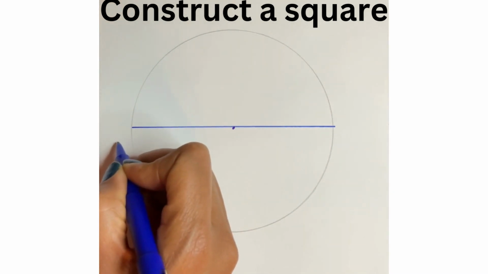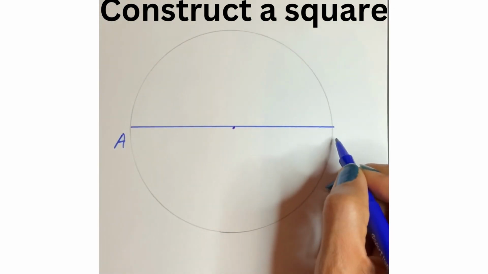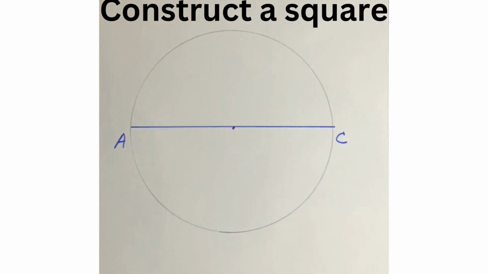Now I'm going to label this A, but I'm not going to label this B. I'm going to label it C. And the reason is because after I form my square, your square should be reading ABCD. So if I label it B, it's going to probably read A, C, B, D. And I don't want that. So that's the reason why I'm labeling my diameter AC and not AB. Okay, I will continue now.